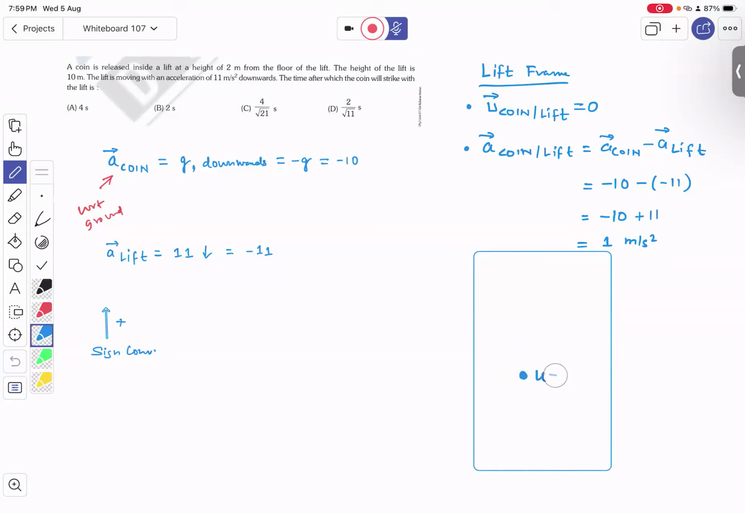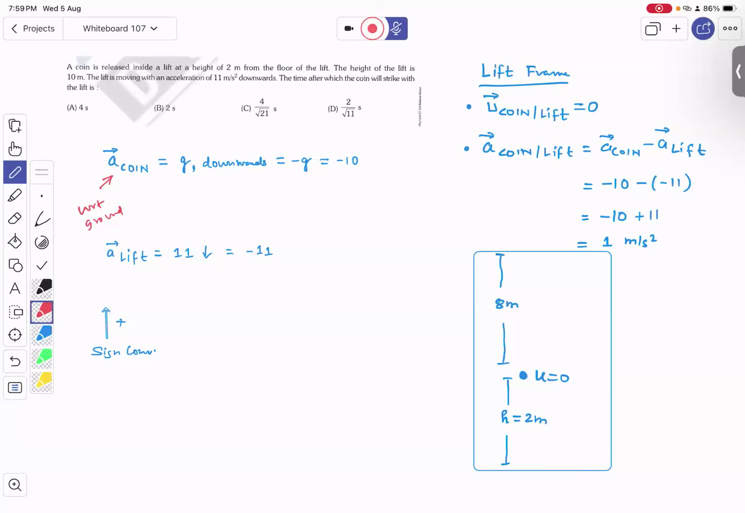Now, literally what we are going to do is think of the lift as not moving. The only thing that is moving here is the coin. With what is it moving? It's 1D motion, and we got the acceleration of the coin to be +1. Plus here means upward, no? So the acceleration of the coin with respect to the lift is +1, which means it is upwards.